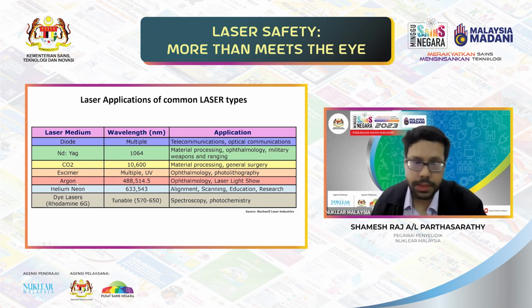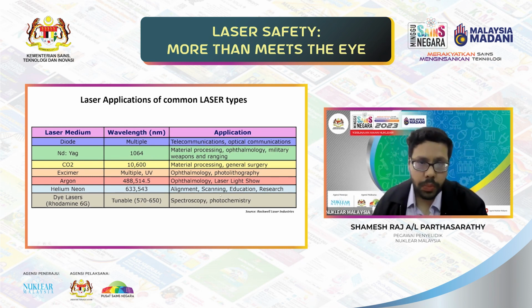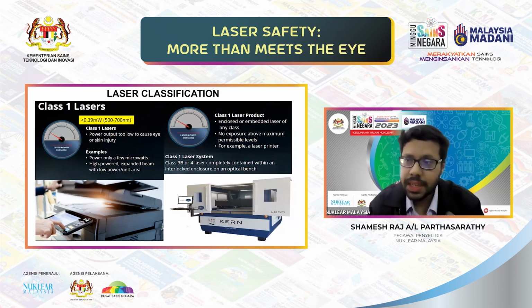Then we have the helium neon laser, a type of gas laser. Technically, they operate at 633 nanometers, normally in the red wavelength, right? They are used in alignment, scanning, education, and also research. I myself am currently operating the helium neon laser, and I'm using it for research purposes. And then finally we have the dye lasers. An example of a dye laser is rhodamine 6G. Generally, it's tunable from 570 up to 650 nanometers, and its applications are normally in spectroscopy and also in photochemistry applications, right?